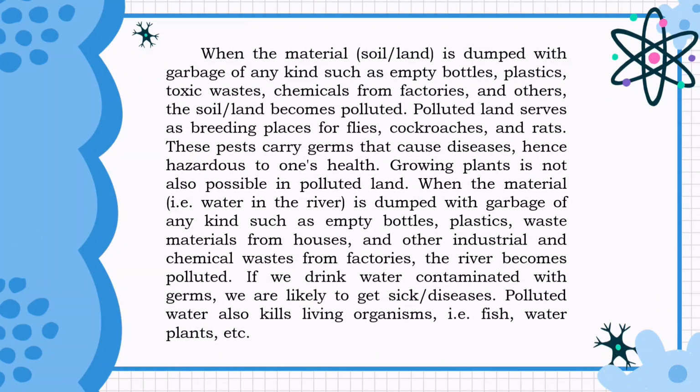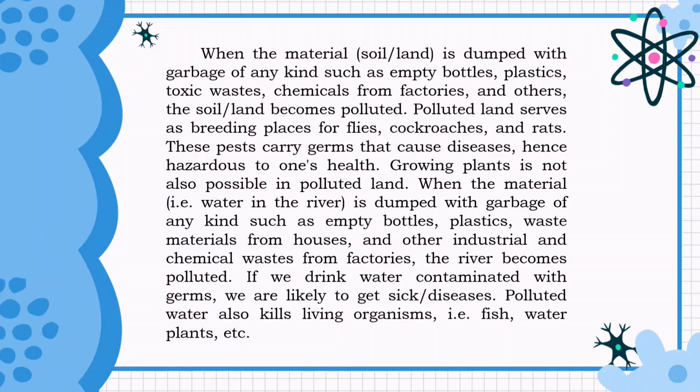When the material is dumped with garbage of any kind such as empty bottles, plastics, toxic waste, chemicals from factories, and others, the soil or land becomes polluted. Polluted land serves as breeding places for flies, cockroaches, and rats. These pests carry germs that cause disease, hence hazardous to one's health. Growing plants is also not possible in polluted land.